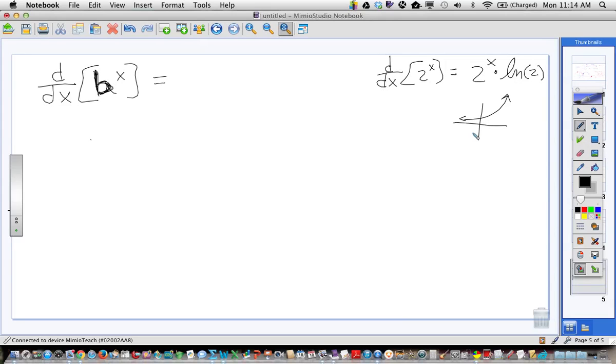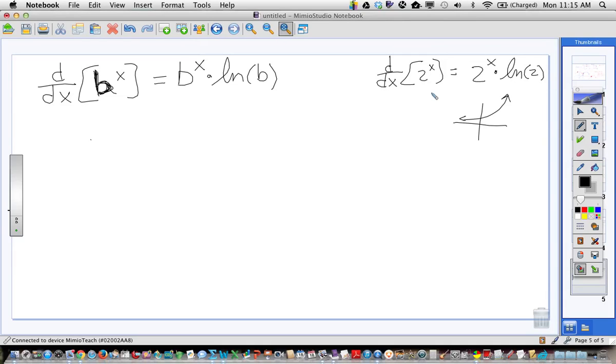All right, so the rule is the derivative of b to the x is b to the x times the natural log of whatever the base is. So if this would have been 3 to the x, the derivative would be 3 to the x times ln3. If it was 4 to the x, it'd be 4 to the x times ln4, and so forth and so on.